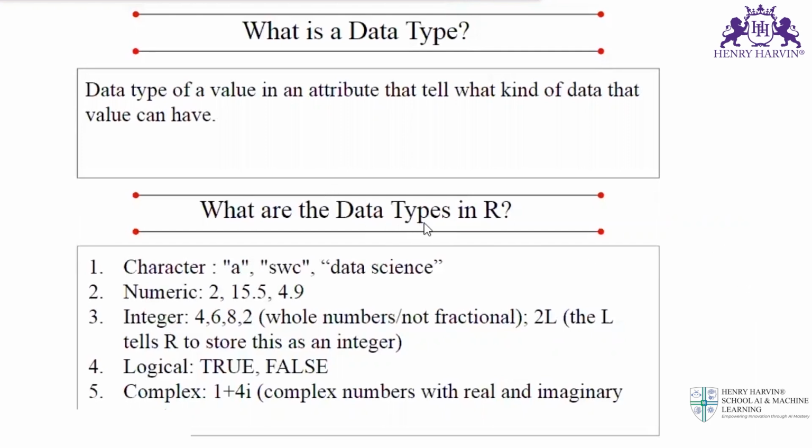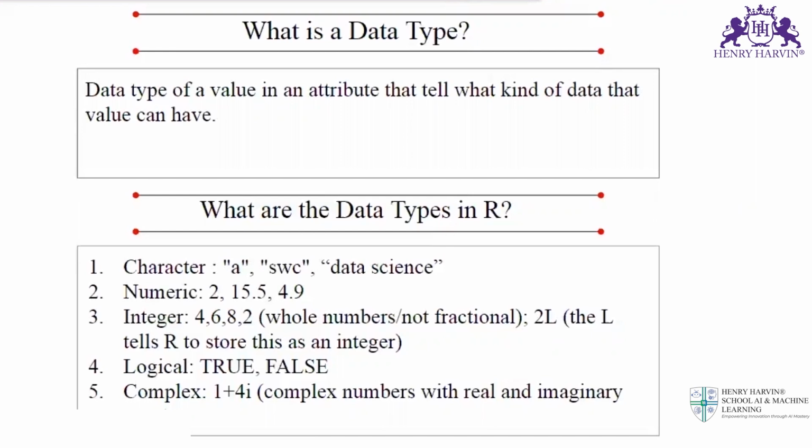There are different kinds of data types in R. First is character. Character means a letter form, alphabetical form, which can be a single letter or a group of letters. Like A, you can store a, or a group of letters like data science, name, address, it can be anything. Numeric data type means it can be a whole number, a fraction, a decimal, any part.